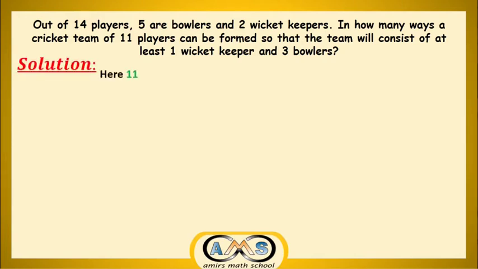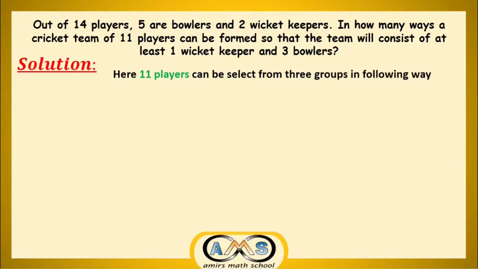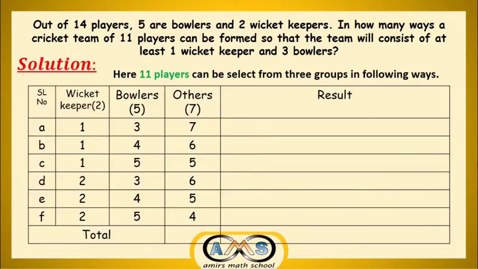The solution, here in 14 players there are 3 groups. 5 are bowlers, 2 are wicket keepers, and 5 plus 2 is 7. Other than this 7, the remaining 7 players are batsmen or other categories. Here 11 players can be selected from 3 groups of players in the following ways. That is case 1. Here the first group is the group of wicket keepers, the second group is bowlers, and the third group is the other 7. The condition is we have to select at least 1 wicket keeper and 3 bowlers.